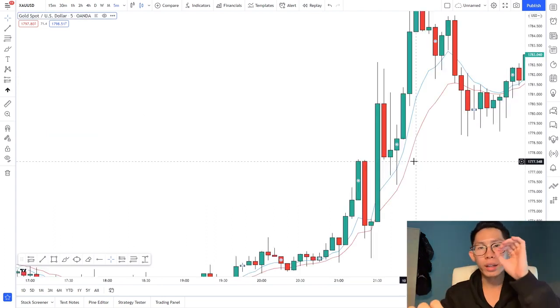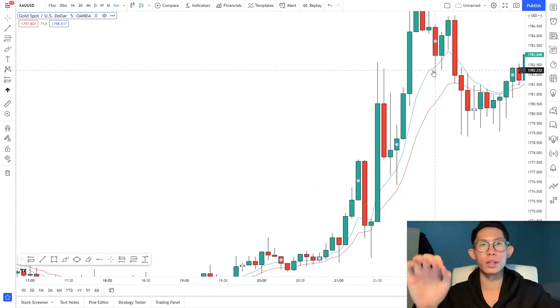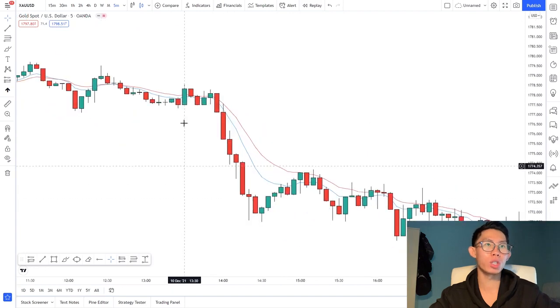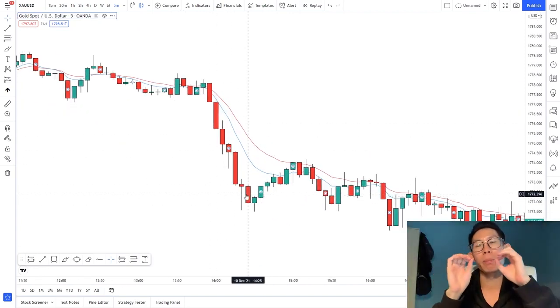So if the candlesticks are above the moving averages, you are looking to buy only. And if it's below the moving averages like this, you are looking to sell. It's literally as simple as that. I'm not trying to complicate things for you guys.